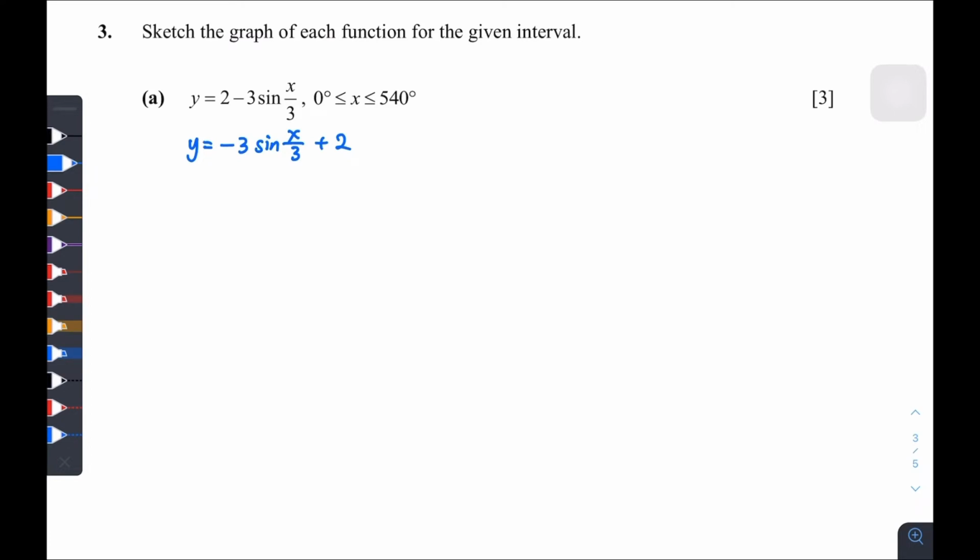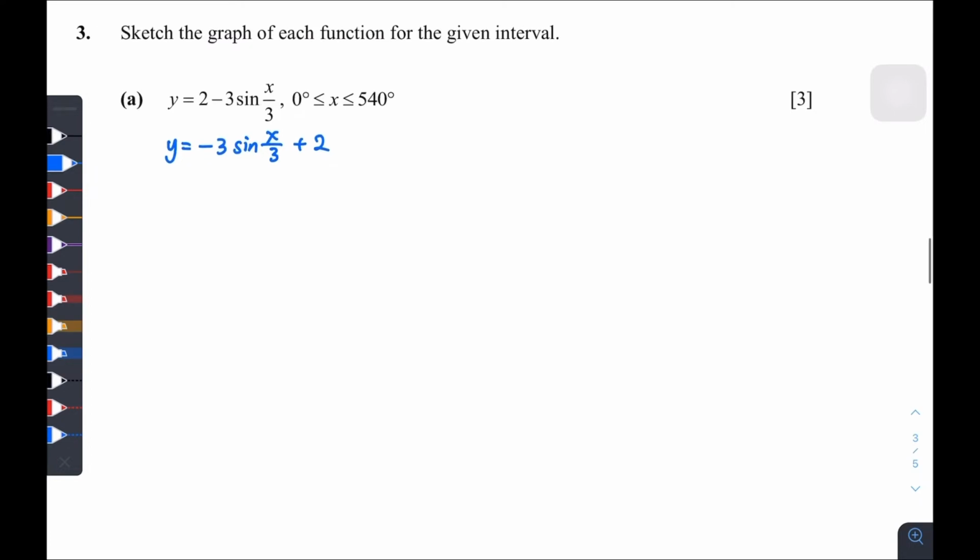Okay, so in general, when we want to sketch the graph, we follow these few steps. Number 1, we look at the shape of the graph first. The shape of the graph is determined by whether it is a sine graph, cosine graph, or a tangent graph. And we see whether it is a positive or a negative graph, and we get the shape out. Okay, and number 2, we determine how many waves to draw.